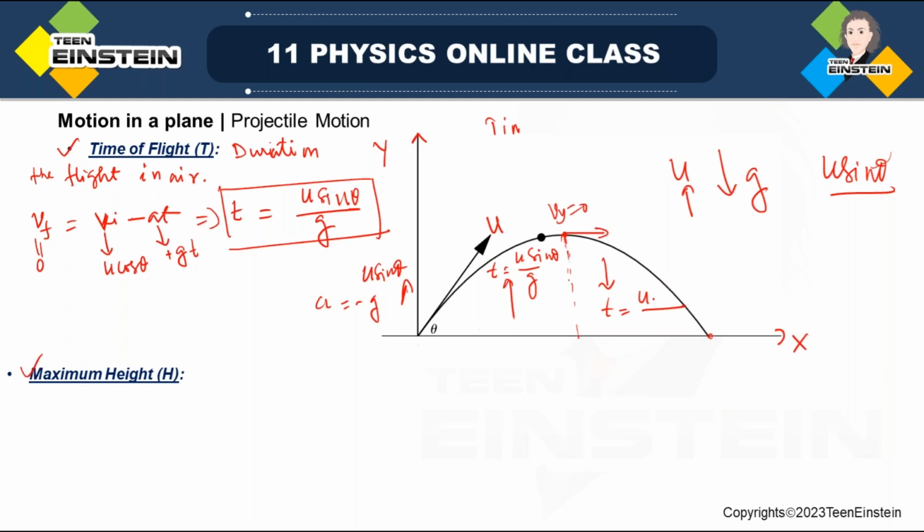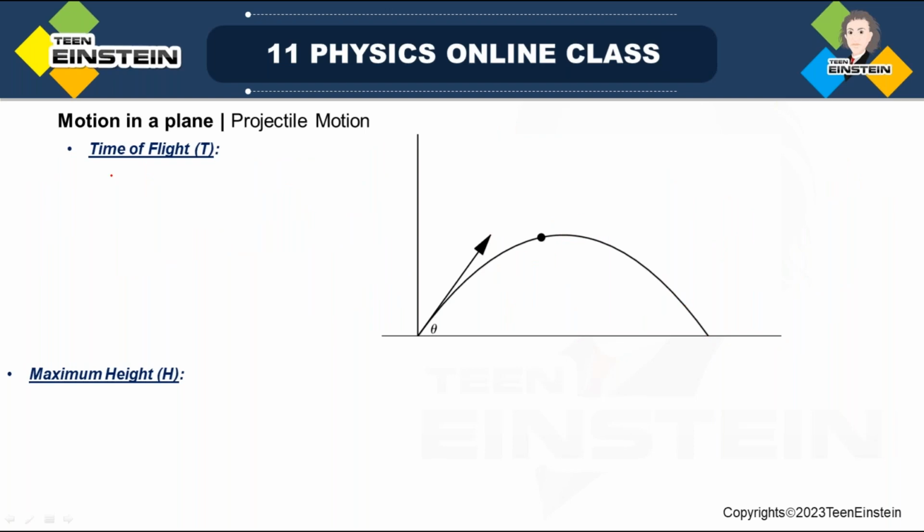So what is the total duration of the flight? The total duration, called the time of flight, written as capital T, is 2 into this time: the time it takes to go to the maximum height plus the time it takes to come down to the ground from the maximum height. So 2 into u sine theta by g. All right, so this is the time of flight. Let me write the formula: time of flight T equals 2u sine theta by g.